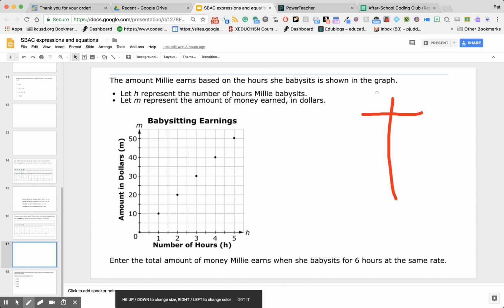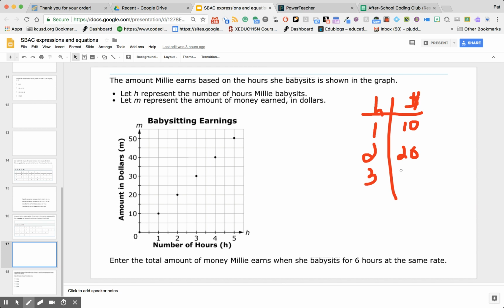Okay, so again, I could do a T-chart, and I could do hours and money. Okay, 1 hour and $10, 2 hours and $20, 3 hours and $30. So my unit rate is $10 per hour. So if I'm looking at how much is she going to earn for 6 hours, 6 times 10 is 60. So you could do a T-chart, or you could extend this out to 6. And you notice that each time you add another hour, you're going up 10 more. Either way, you're going to end up with $60 for 6 hours.